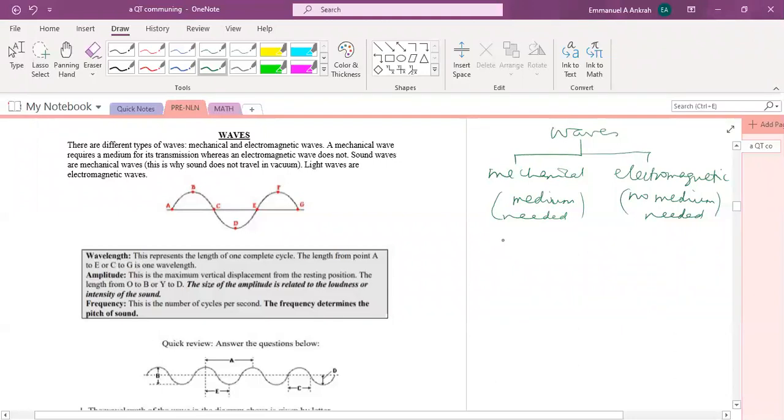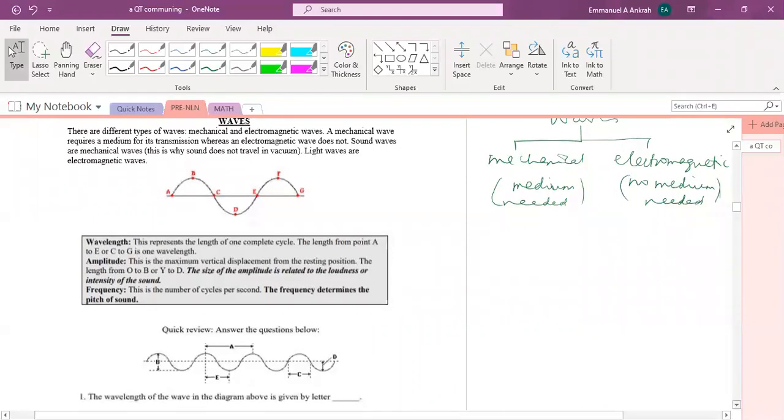Radio waves: I don't need any medium for radio waves to be transmitted. So that's an example of an electromagnetic wave. Light, electromagnetic wave, right? So know some examples of the electromagnetic waves: light, X-rays, microwaves, radio waves. They're all examples of electromagnetic waves.